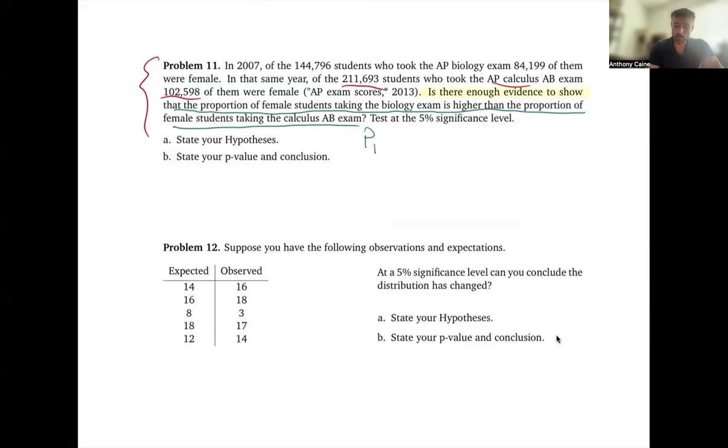So I'm going to say that P1 is the proportion of female students taking the AP Bio exam. I'll just say in bio. And P2, same idea, but this is in calc. Right? And so now what is the alternate hypothesis using the notation P1 and P2? So my alternate hypothesis, my H1, is that P1 is higher than P2.